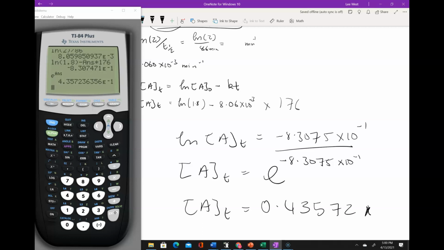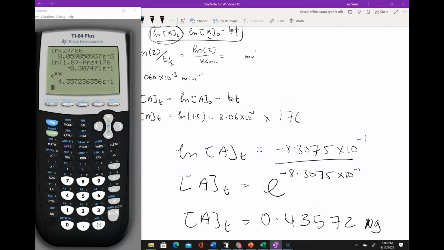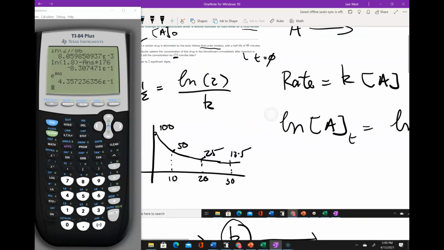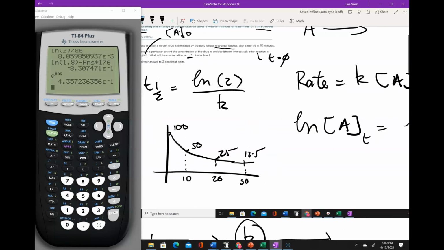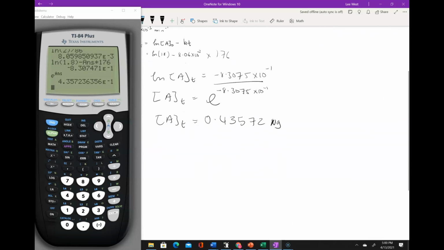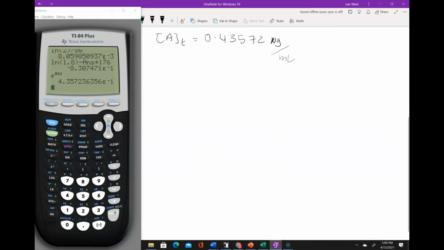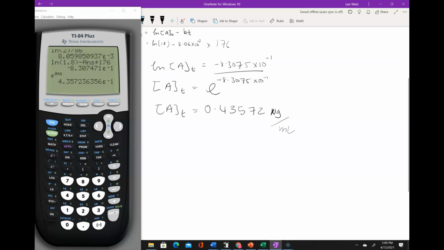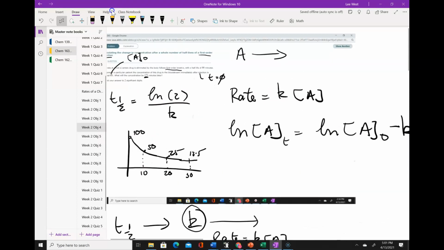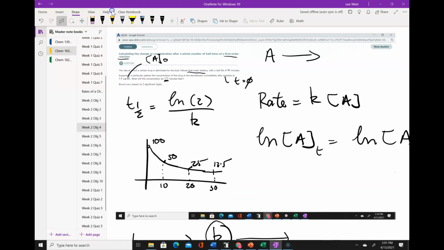0.3572, and that was micro, what was it? We should check. We shouldn't make assumptions here. It's micrograms per milliliter, all right? Micrograms per milliliter. Okay, so we want the correct number of significant figures, so it's going to end up being 2 significant figures, so it'll be 0.44 micrograms per milliliter. So 1.8.